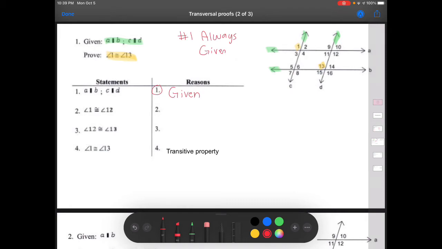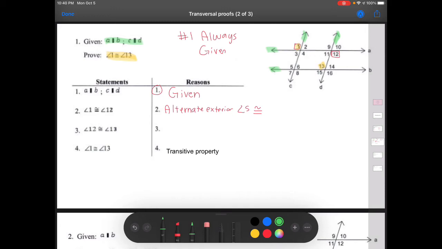For number 2, it says that angle 1 is equal to angle 12, but we don't know why. So when you're doing these, you want to look at the diagram as a clue. So angle 1 and angle 12 are here on the diagram. So you want to think, alright, see if this is an angle pair. That's a really good place to start. This is an angle pair. This is alternate exterior angles. And those are congruent. So angle 1 and 12 are congruent, and the reason is because they are alternate exterior angles.